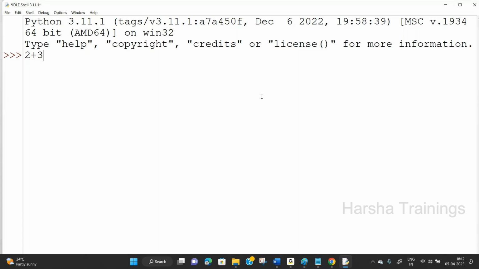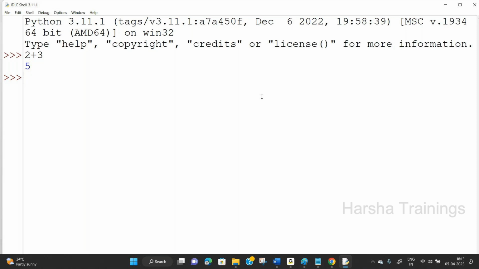But here in Python, see this one, 2 plus 3, this is my input, yes or no? Press enter, I get the output. Now you understand the point? Interactive means the user directly interacts with the shell. I think you know the meaning of shell. Shell here is the general meaning, not technical: the place where we are running the program is generally called the shell.